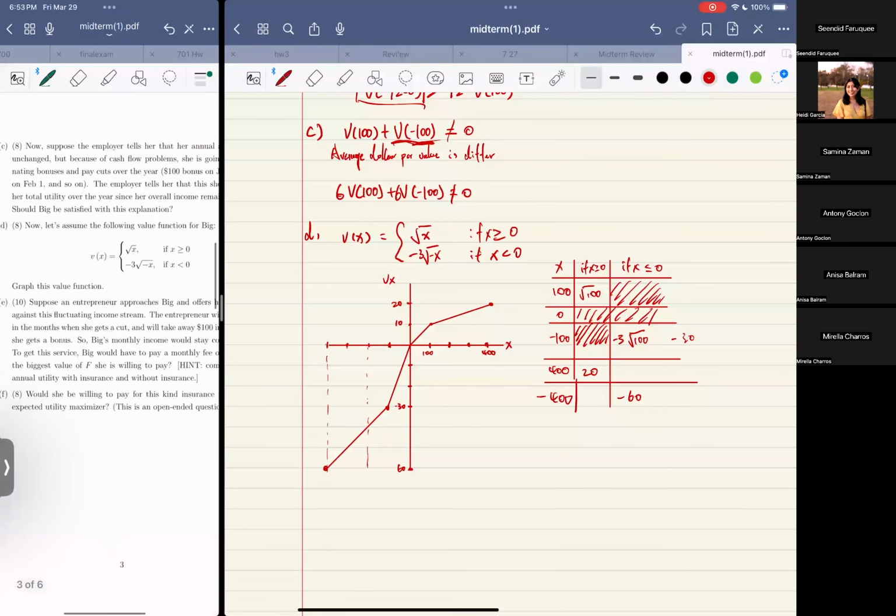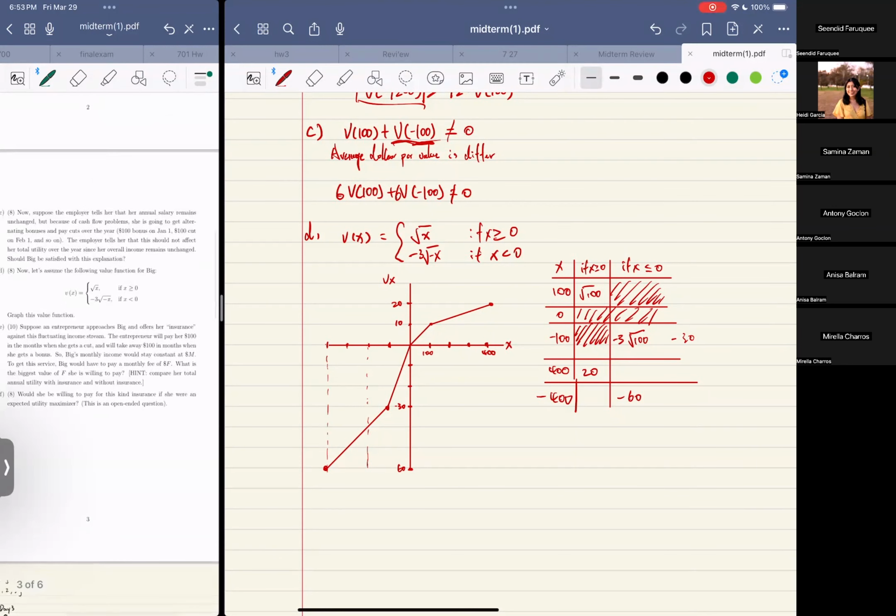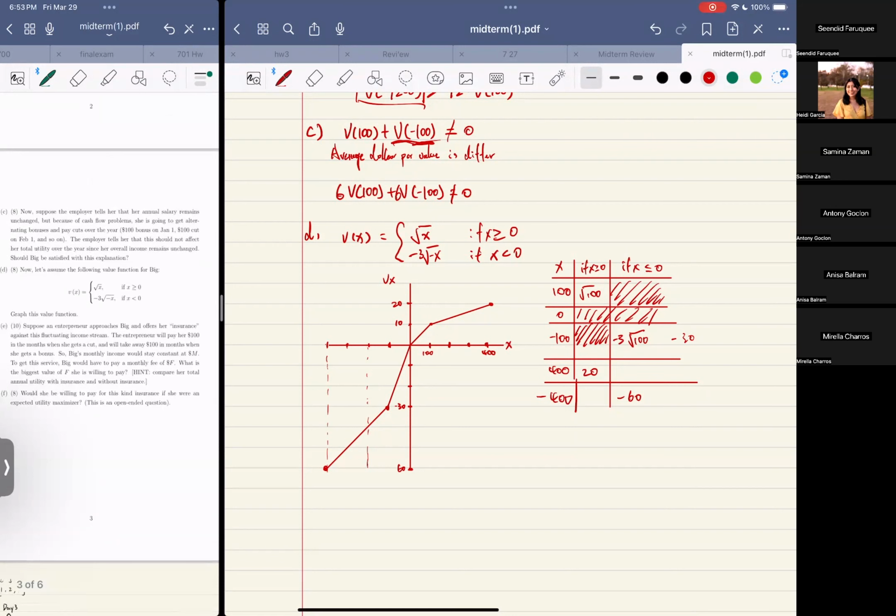So let's look at E. Suppose an entrepreneur approaches Big and offers her insurance against the fluctuating income stream. The employer will pay her $100 in the month when she gets a cut, and will take away $100 in bonus when she gets a bonus. So Big's monthly income will stay constant at M. To get this service, Big would have to pay a monthly fee of F. What's the biggest value of F she's willing to pay?